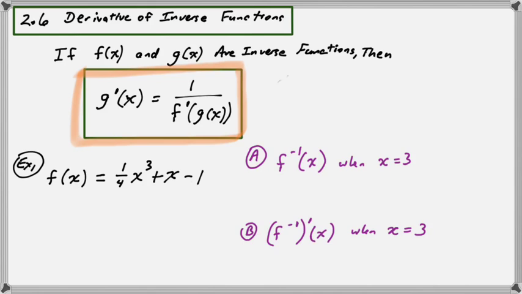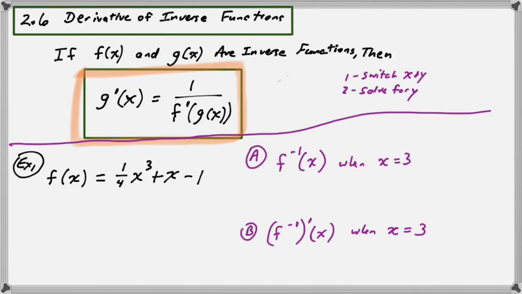Inverse functions: to find an inverse function, you do two things. You switch x and y, and if you need to find the inverse function, you solve for y. So they give us an example in example 1 here. They give us f of x equals 1/4 x cubed plus x minus 1. They want us to find f inverse of x when x is 3.